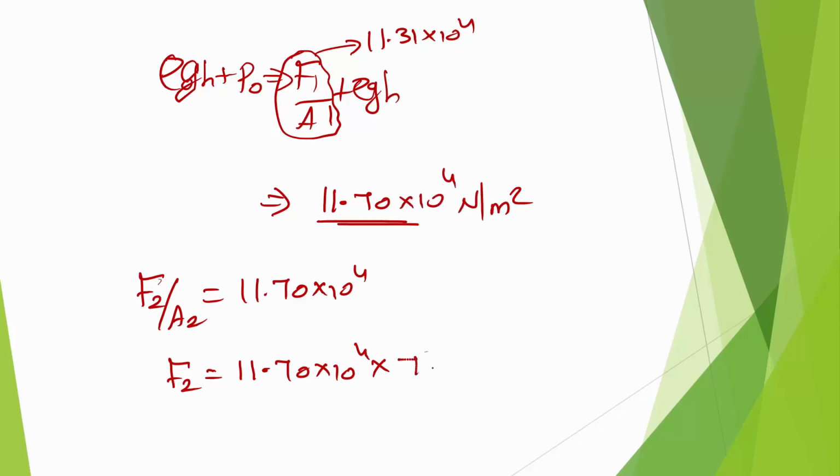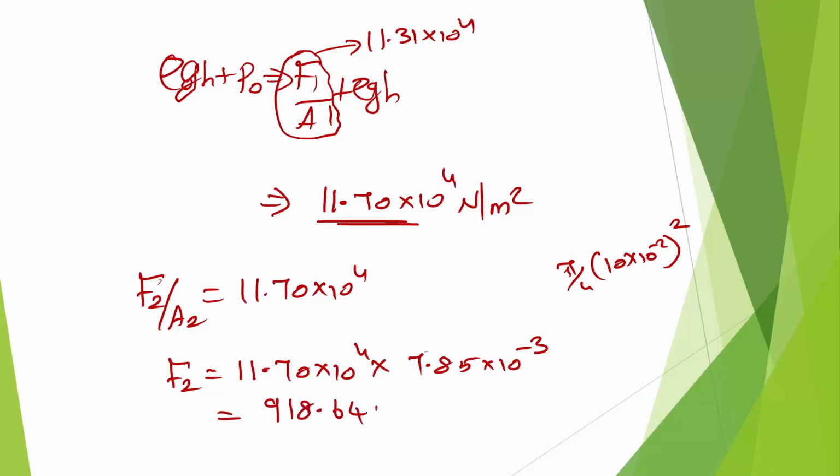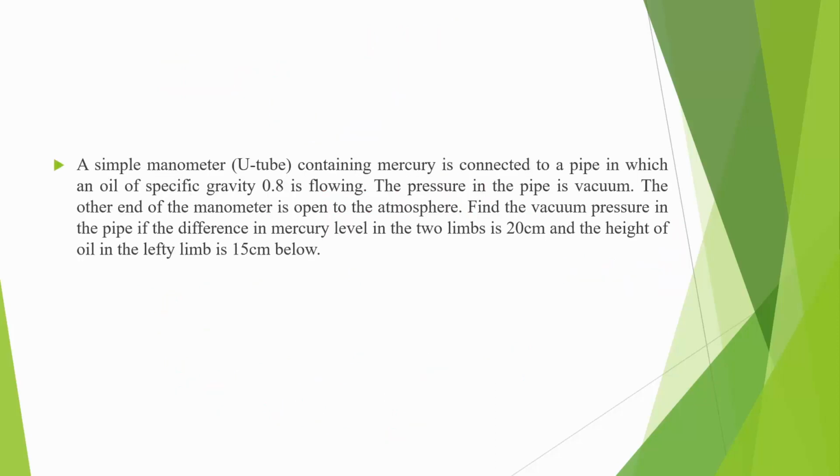Again, if you calculate with the meter, 7.85 into 10 power minus 3, that is 5 by 4 into 10 into 10 power minus 2, the whole square. This will give me a value of 918.64 Newton. So there is a slight increase in pressure load, that is your output load, because of the water column's height. Because you have a column of 40 centimeters, this again adds a pressure to the system.